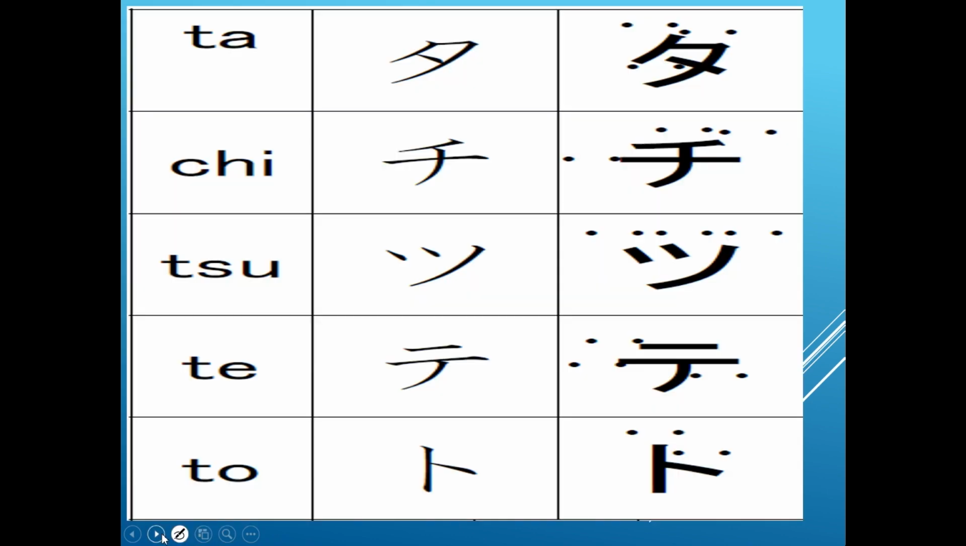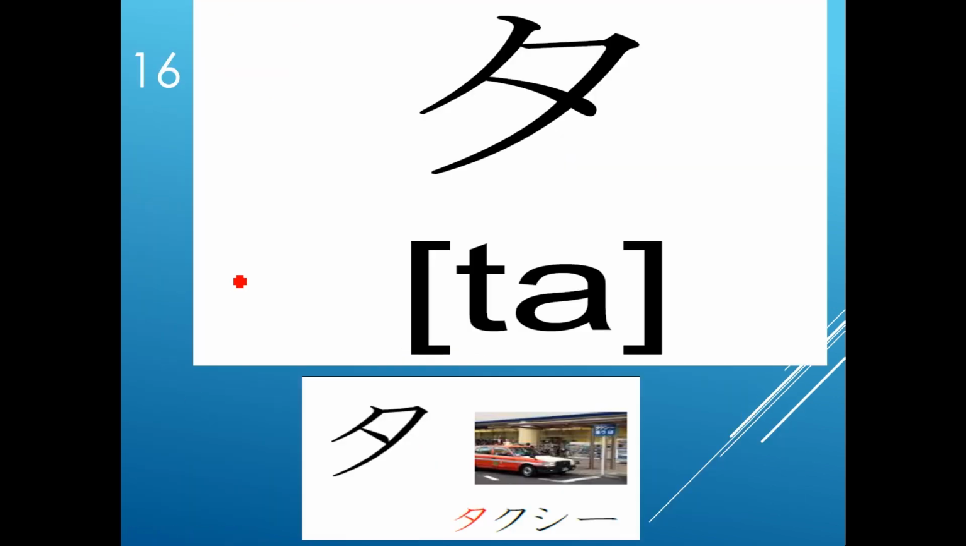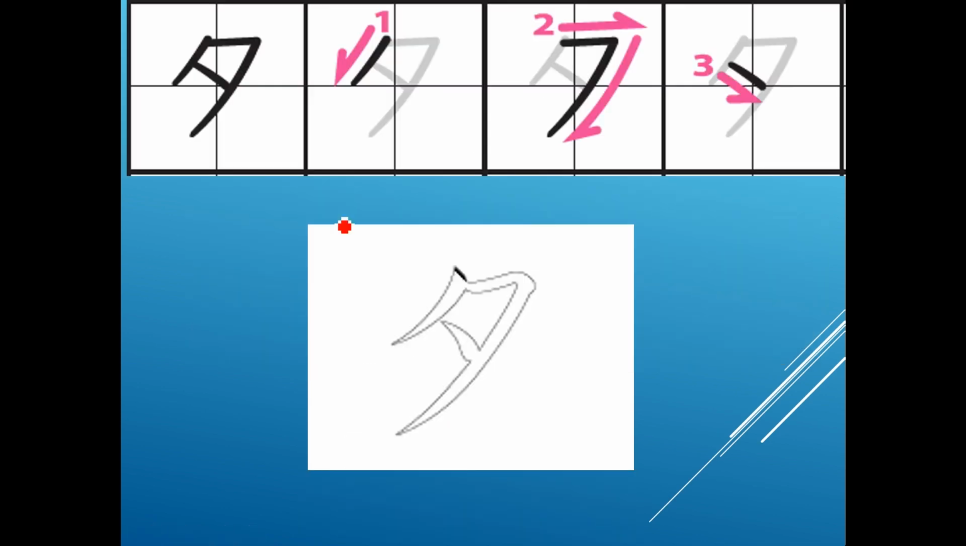Alright, so we are done with the sa group. We will be starting with another 5, that is ta, chi, tsu, te, to. This is ta, this is chi, this is tsu, te, and to. This is ta, as in takushi. This is the stroke order, first stroke, second stroke, and third stroke. It has 3 strokes: 1, 2, and 3. Alright, we move to the next slide.